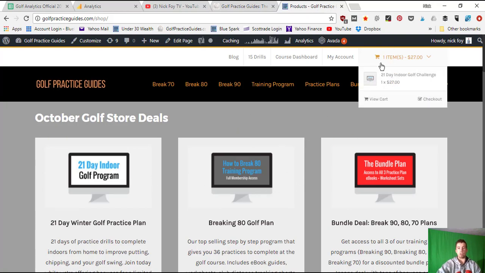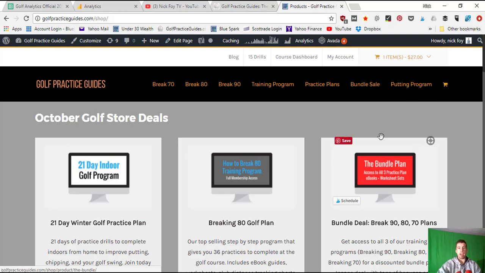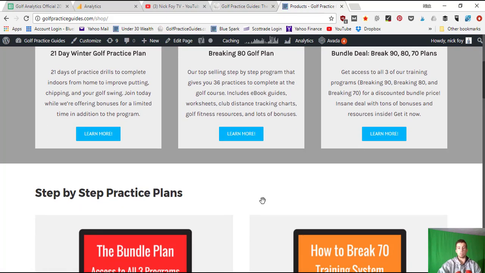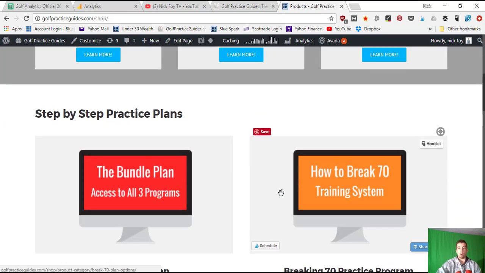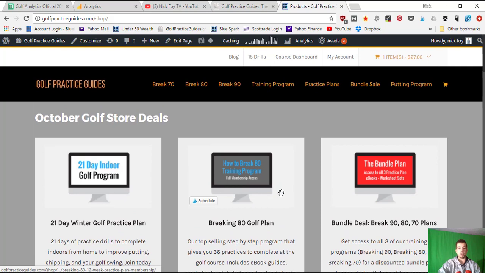Once they check out with my shopping cart, they end up getting access to locked pages. I've set up membership pages where you don't get access until you've purchased different memberships to different programs, or you've bought different products and you can access your My Account and download them. And I've got it hooked up to my email system so that when they buy these products, they get followed up with automatically using ConvertKit, which is my email software.